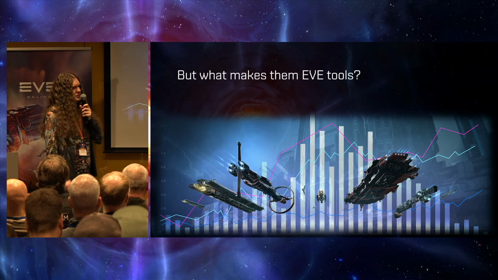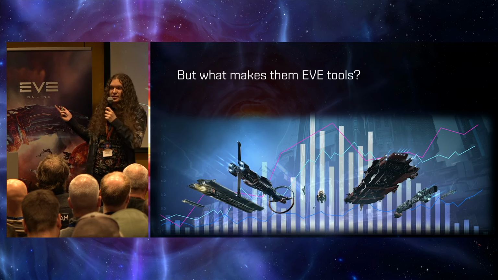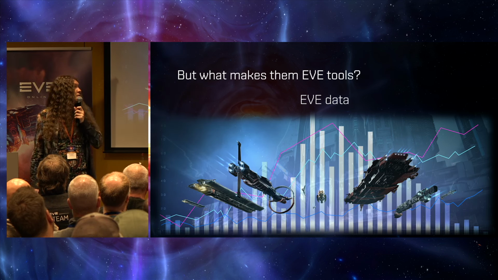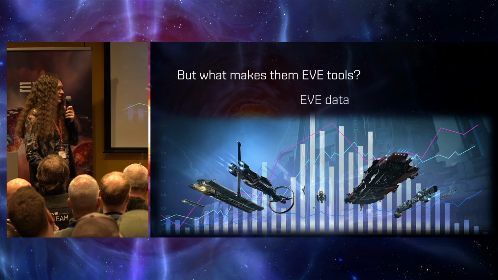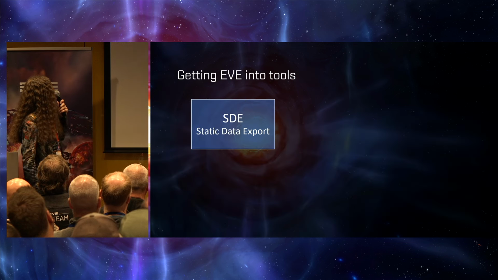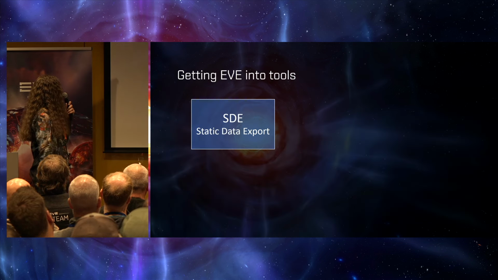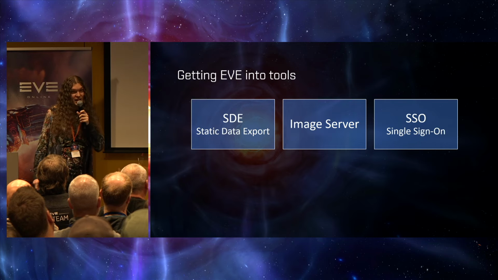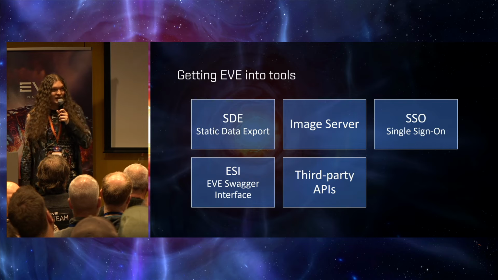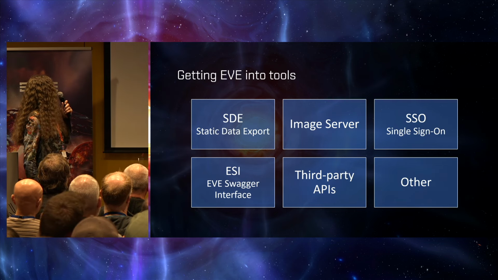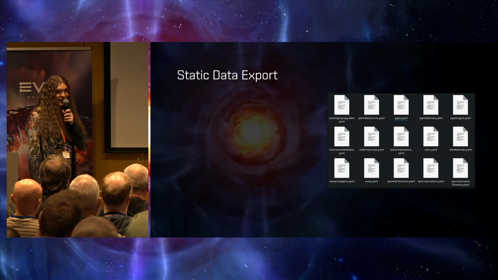OK, but that could be said about all kinds of software in general, right? So what makes these apps if tools? Well, it's that they work on if data. So how do you get if data into these projects? Well, there are actually a lot of ways. There's the static data export, there's the image server, the if single sign-on, there's ESI, and there are various third-party APIs. So let's see what these things are, starting with the static data export.